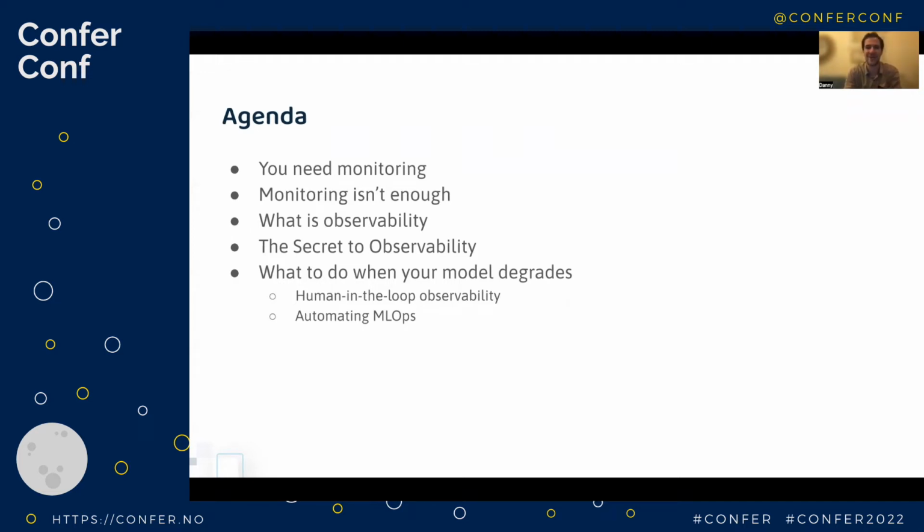So after defining our terms and explaining what observability is, we're going to dive into the secret to observability. How do we actually get there? What do we need to implement in order to get observability into our machine learning system? And finally, we're going to talk about what to do when a model degrades and kind of get more into the nuts and bolts of different processes that we can take in order to make sure that our machine learning models stay accurate and reliable and are still performing well in production.